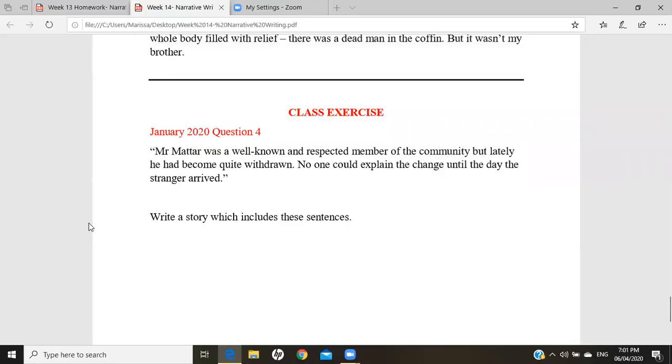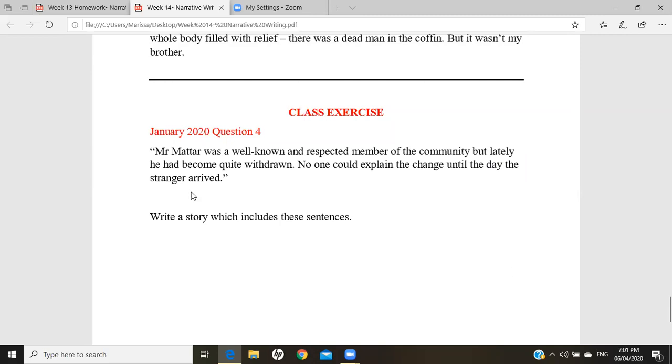So I want to resume class with this question that was actually in this year's January paper. So remember last week we explored the picture essay, when you are given the picture and how to respond in terms of answering it and creating an entire story from that one image. So this question was from this year's paper, question 4.